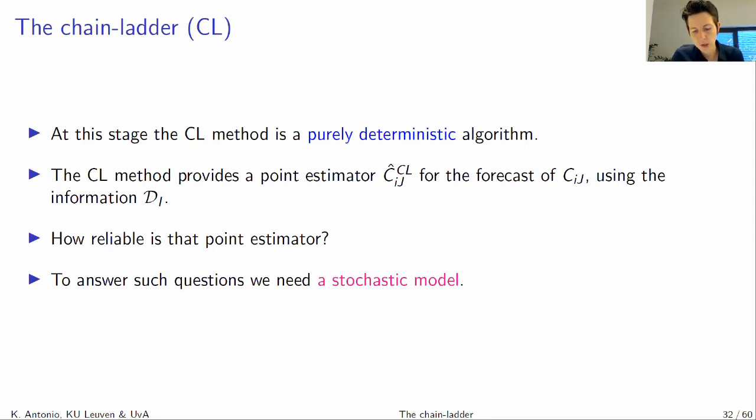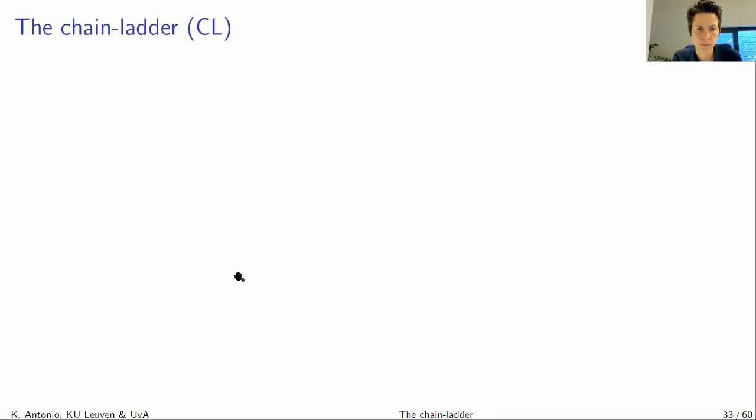That requires us to make certain assumptions about the stochastics. And we'll take it step by step. We're going to start with an assumption about the first and the second moment. And later on, we're also going to make an assumption about the whole distribution of the cells that we're going to work with.